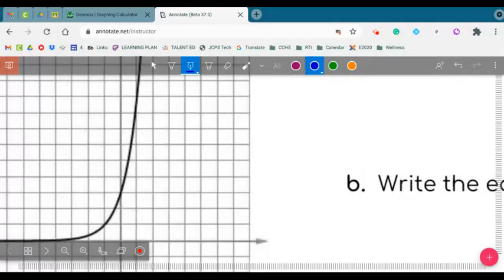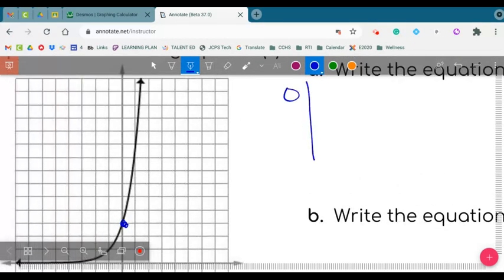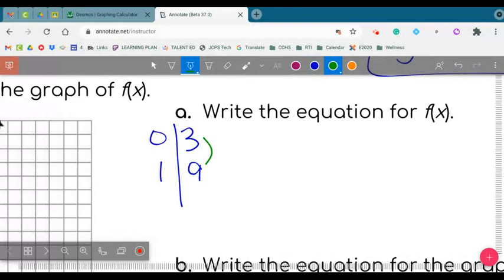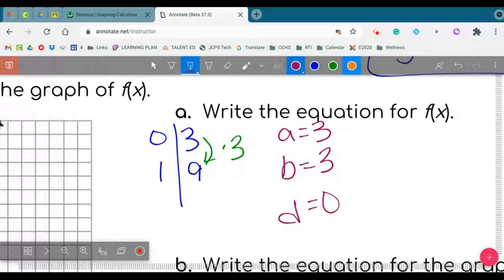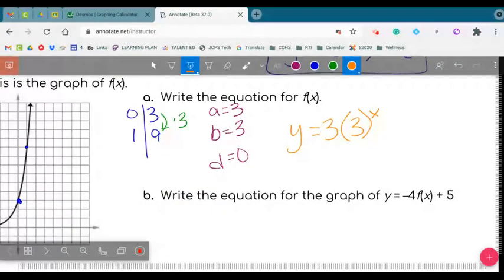Next example, we have to write the equation. So we have 0, 3. And then we're going up to 1, 9. So we're multiplying by 3. So our a value equals 3, because our y-intercept's 3. Our b value equals 3 because that's our common ratio, and our d is 0. Write your equation, y equals 3 times 3 to the x. We don't need to put the plus 0.